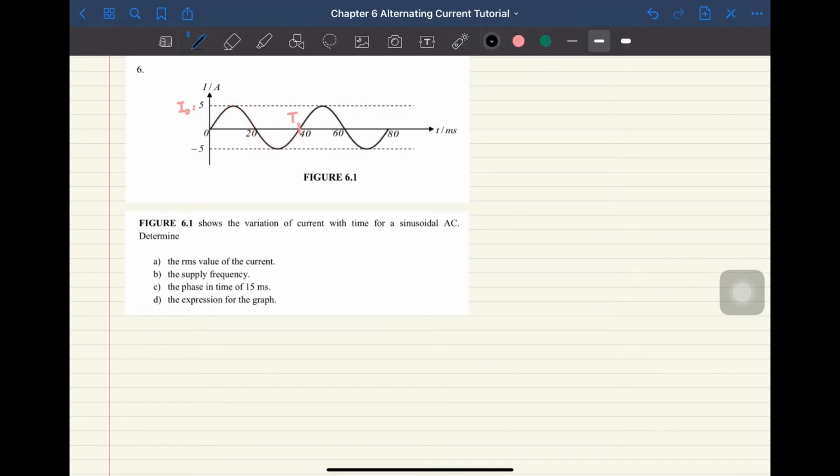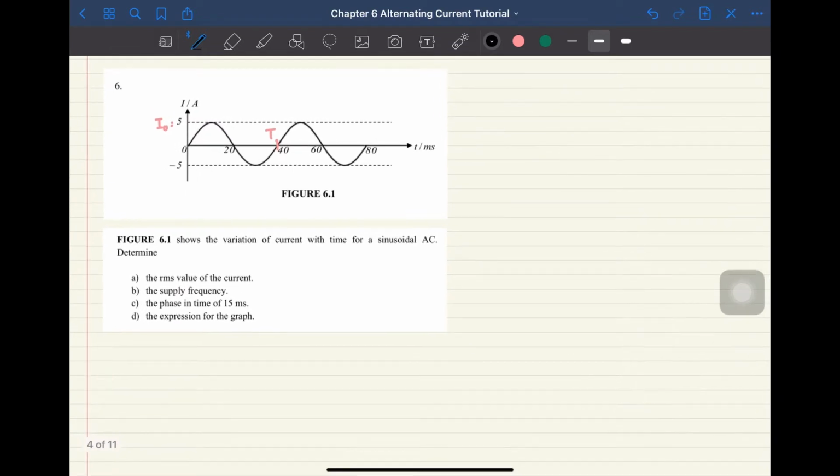For question A, they want to find the RMS value of the current. So I RMS equals I naught over square root of 2. So this one will be 5 divided by square root of 2, which equals 3.54. Okay, the unit, don't forget this one is current, so it will be ampere.